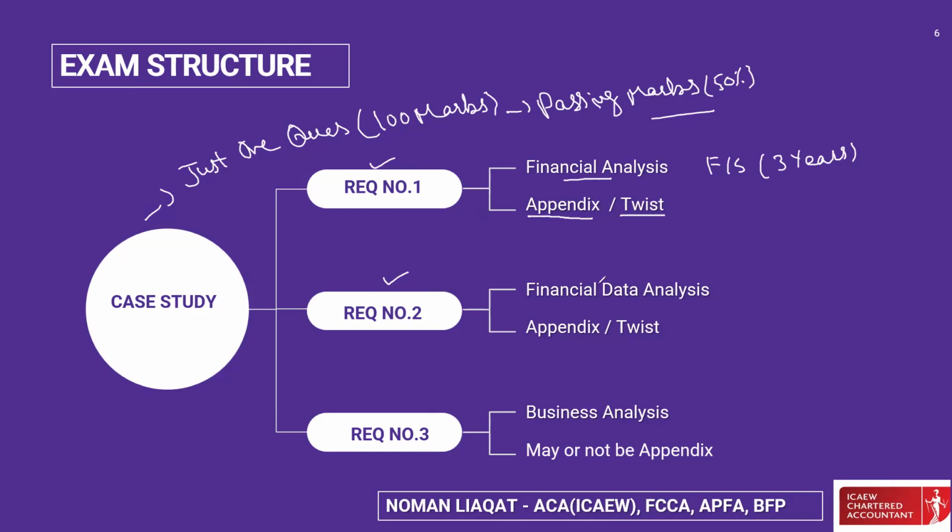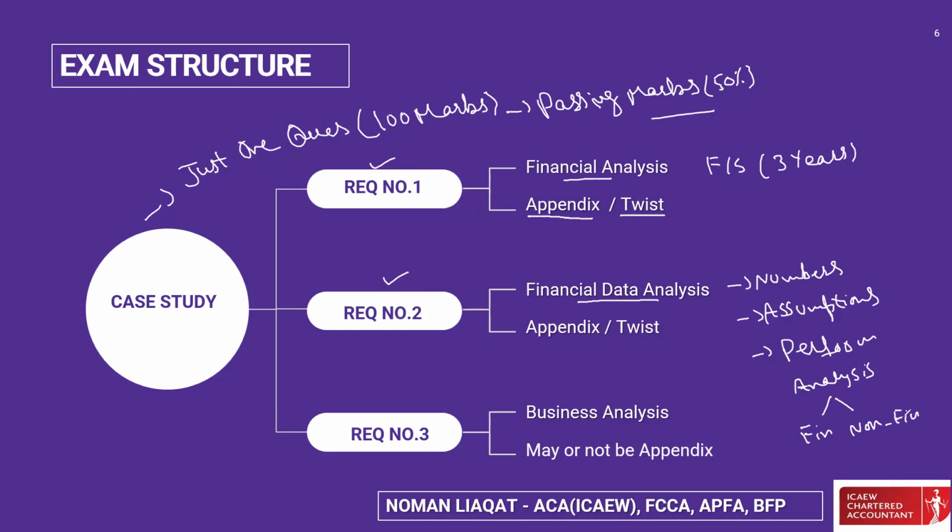Requirement number two. Requirement number two is basically about financial data analysis or FDA. What is financial data analysis? It means we will be provided with numbers. We will be provided with assumptions. And then we have to perform analysis. This analysis would be both financial analysis as well as non-financial analysis. So this is basically financial data analysis.